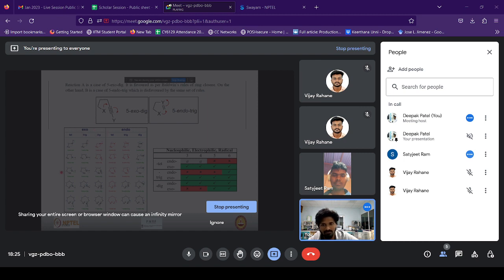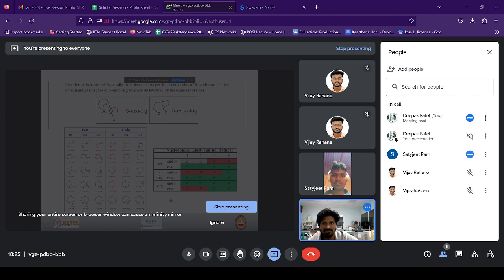So this system is allowed for exo systems, this for endo systems. What is exo? What is endo? You have to understand. Suppose this is the electron rich system and this is the electron deficient system. If the electron cloud is going from the electron rich to the electron deficient and the ring closing is happening, if the arrow is going outside, it's exo. If the ring closing is going inside, it's endo. It's clear? Exo means outside, endo means inside. So the first one will be 5-exo-trig and the second one will be 5-endo-trig.